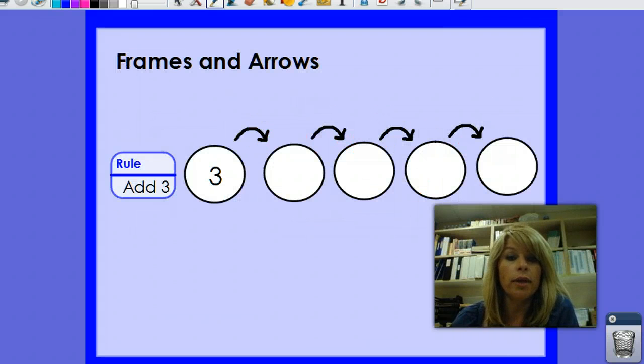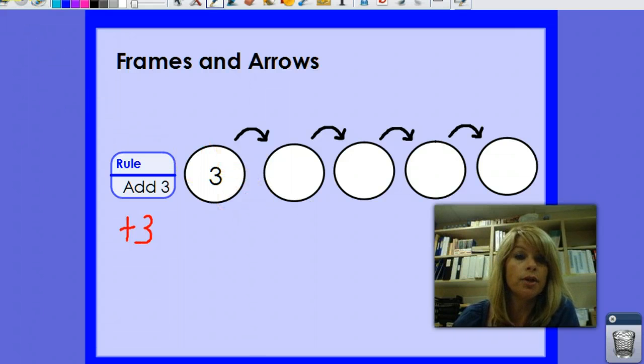Let's have you try one right now. Let's read the rule together. The rule for this frames and arrows is add 3 or plus 3. The starting number is already given, and that's 3. I want you to fill in the next 4 circles on your whiteboard. Press pause to work, and press play to check with me when you're done.